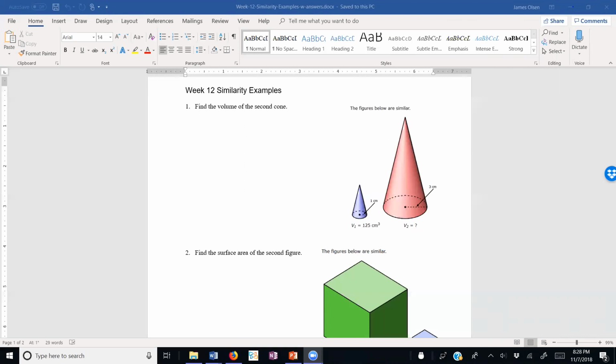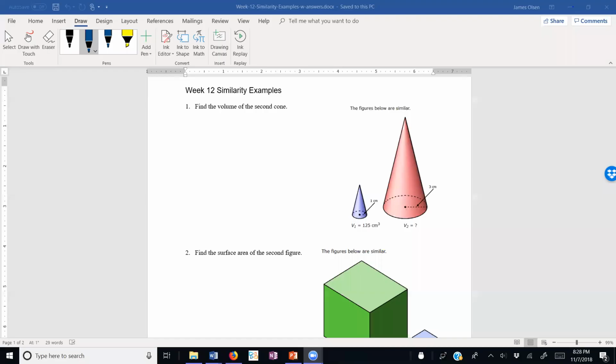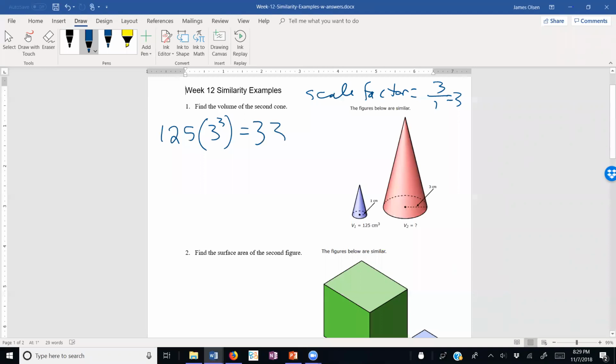I'm going to do this two ways. So let me get my pen here. One way is to take the volume, which is 125, times the cube of the scale factor. The scale factor here is 3/1, which is 3. So I'm going to take 125 times 3 cubed and run that into a calculator. I get 3,375 centimeters cubed. This is the volume of the second cone. The other way to do it would be to set up a proportion. Volume over volume equals 1 cubed over 3 cubed. And of course, we'll get the same answer.